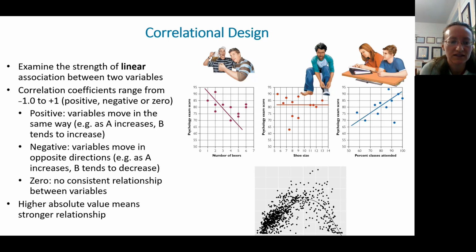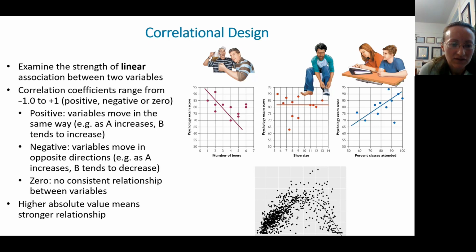If every single dot fell on that line, you'd have a perfect correlation of -1. The strength of the correlation is in the value of that number, so a negative correlation of 1 is a stronger association than positive 0.5, right? You look at the absolute value of that number. So that's a negative correlation.